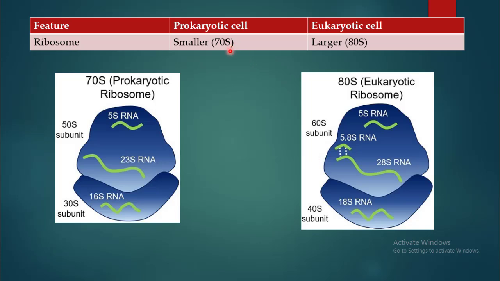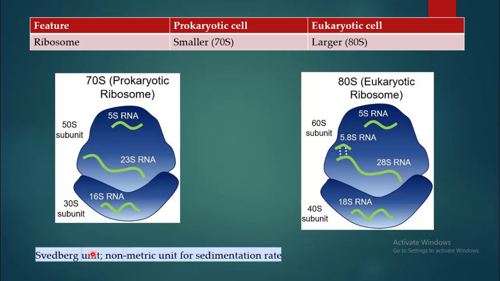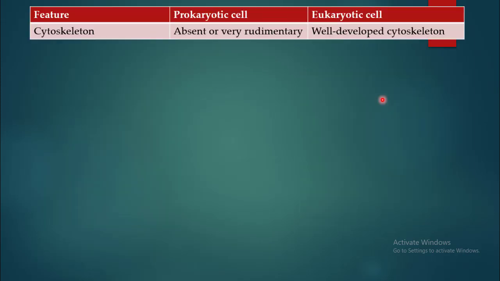So what does this S mean? This S is actually the Svedberg unit, which is a non-metric unit for the sedimentation rate. And based on the Svedberg unit, you actually differentiate between the prokaryotic ribosome and the eukaryotic ribosome.